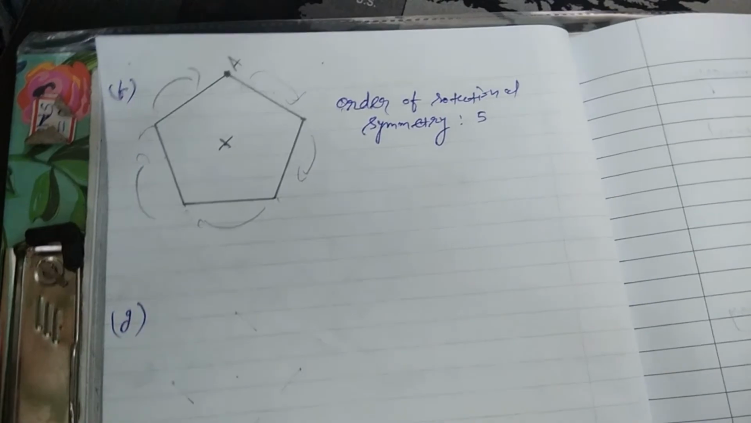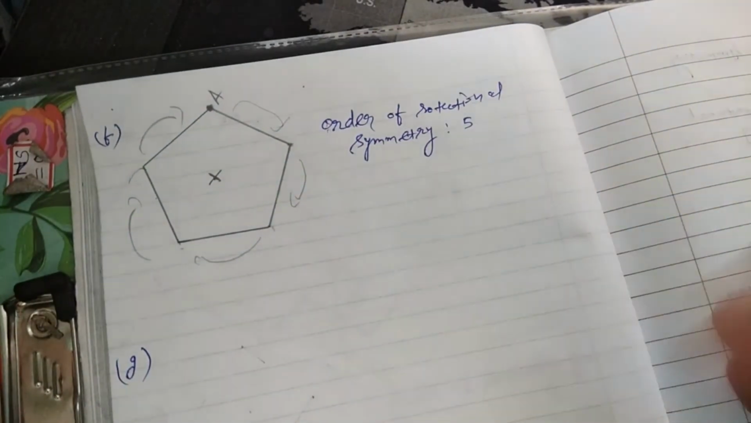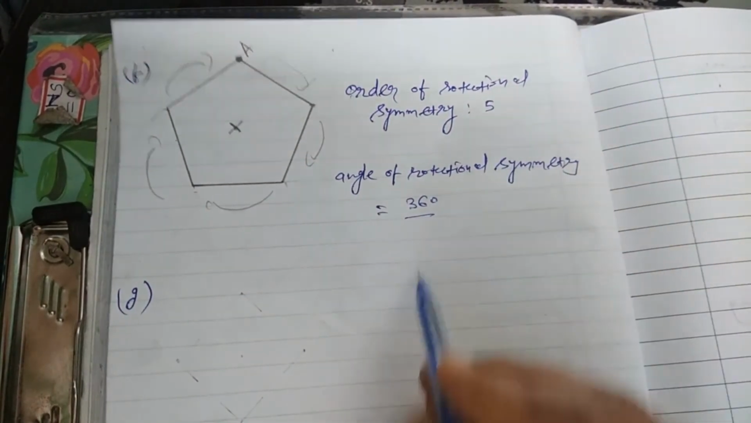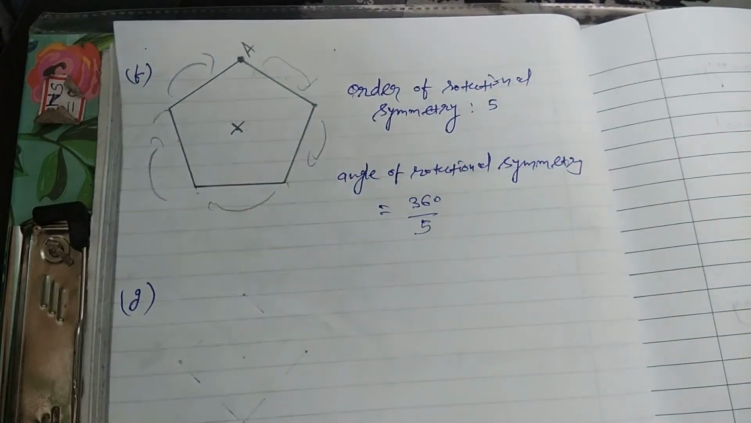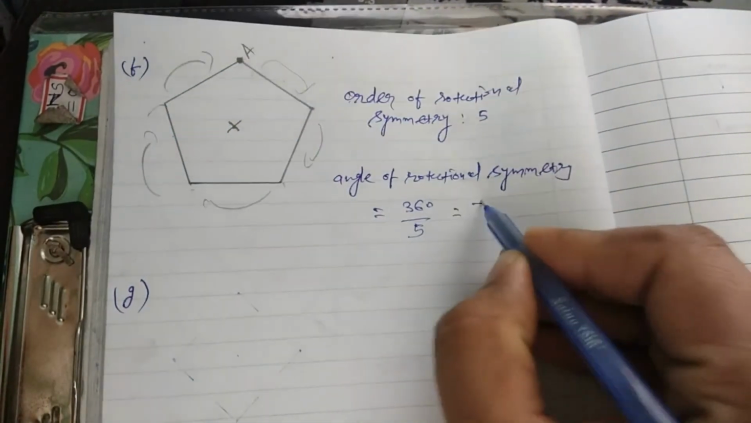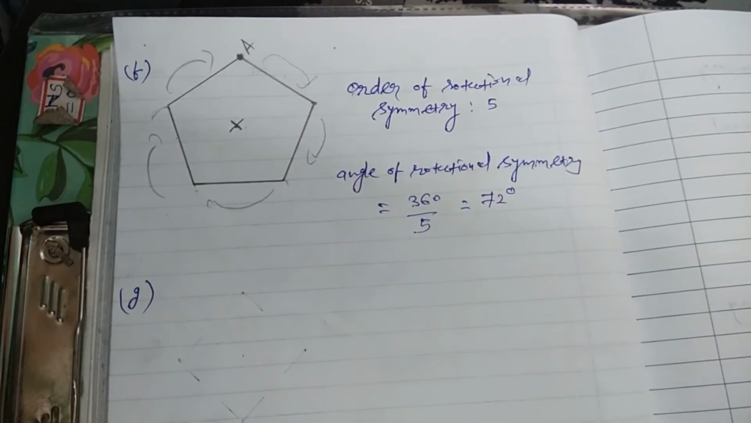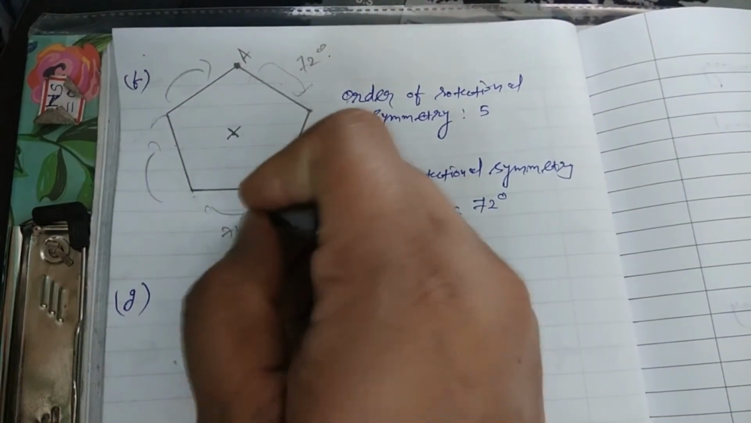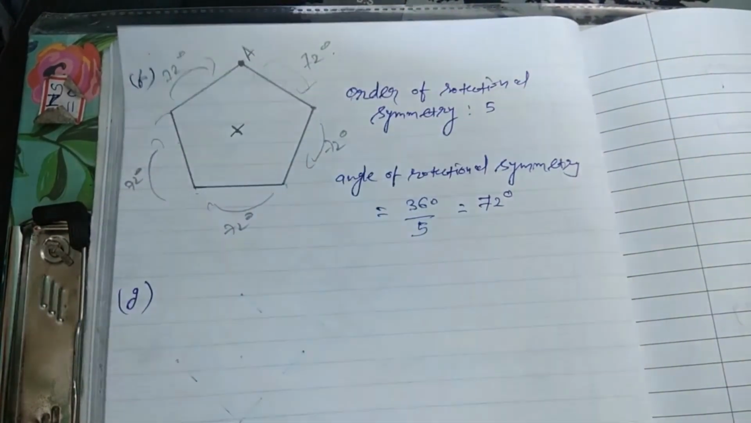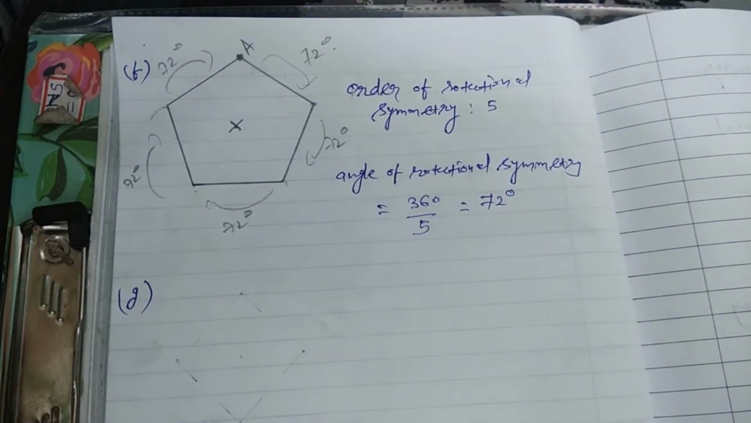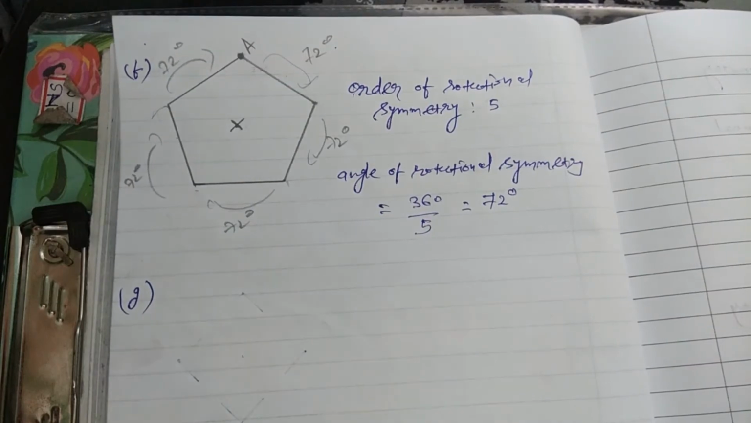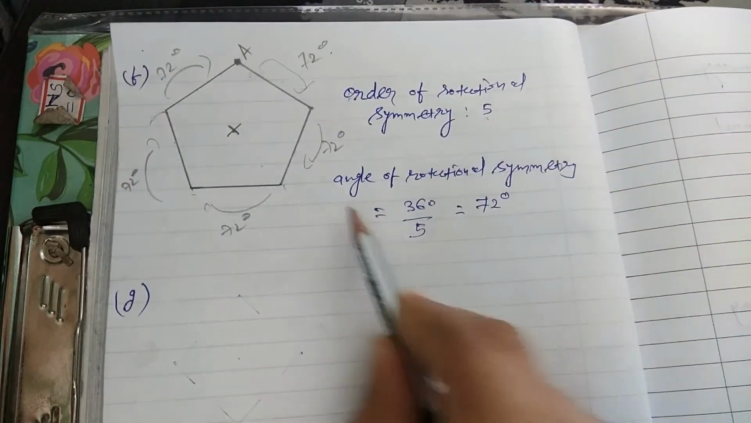Now we will find the angle of rotational symmetry. That is 360 divided by the order of rotational symmetry, which is 5. 360 divided by 5 gives 72. So the angle of rotation is 72 degrees. Again we can rotate 72, again 72, 5 times. At the angle of rotation 72 degrees, we rotate this regular pentagon and get exactly the same shape each and every time. Therefore the order of rotational symmetry for this regular pentagon is 5 and the angle of rotation is 72.